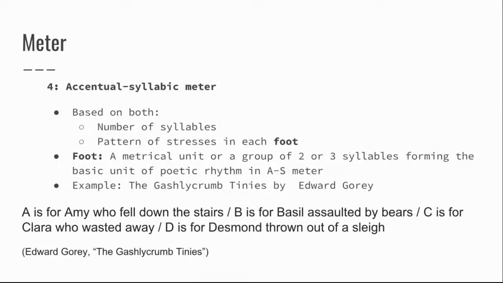A is for Amy, who fell down the stairs. B is for Basil, assaulted by bears.